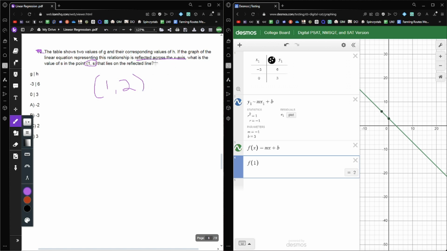Now, it's reflected over the x-axis. So all that means is we're going to swap the sign of the y value. So on the reflected line, it's going to be (1, -2). So our answer is going to be -2, right here.